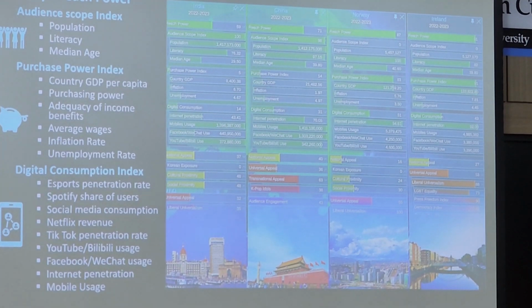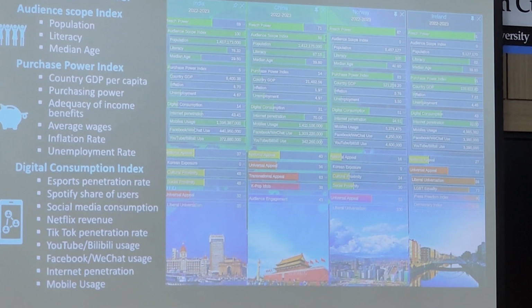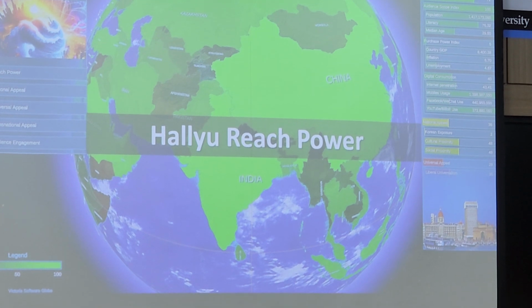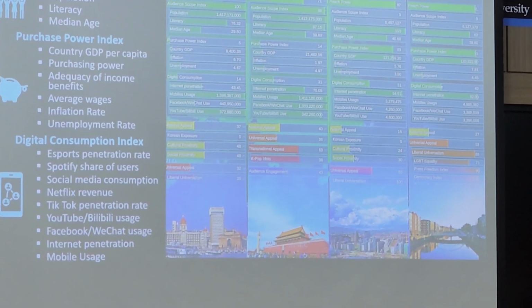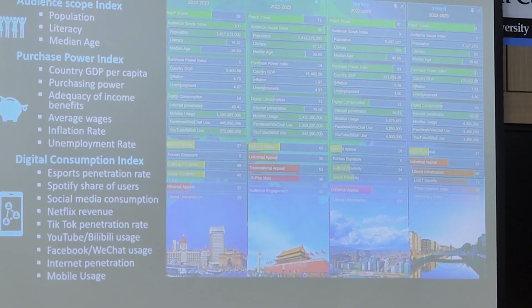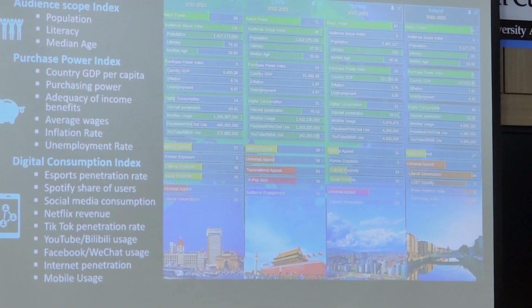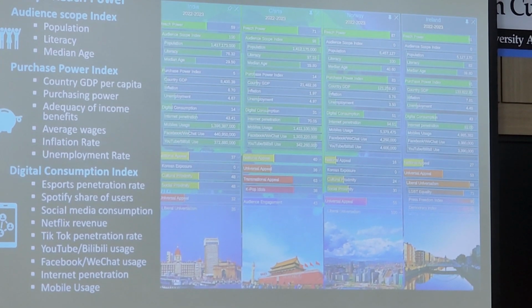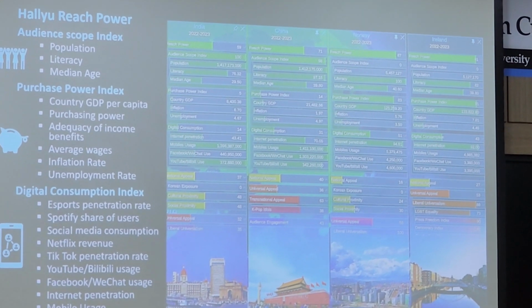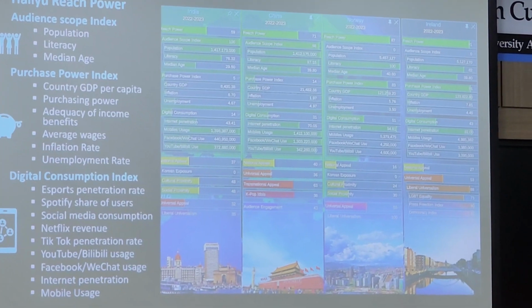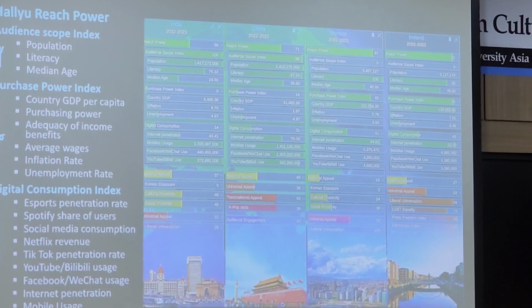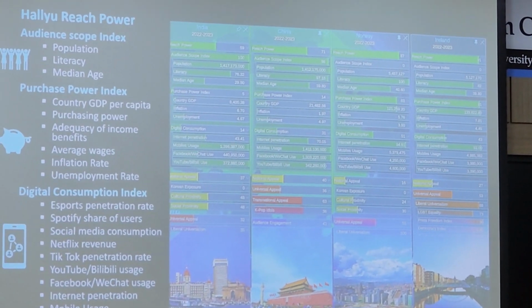Let me just go through some important information here. You've seen that China and India are very much highlighted here. They present a very high score on reach power due to a younger population, increasing literacy, and very high digital consumption in both countries. But also, if you go to Europe, you will see Norway and Ireland as potentially high-reach audiences due to the very high purchasing power of the audience. So these are very interesting things.